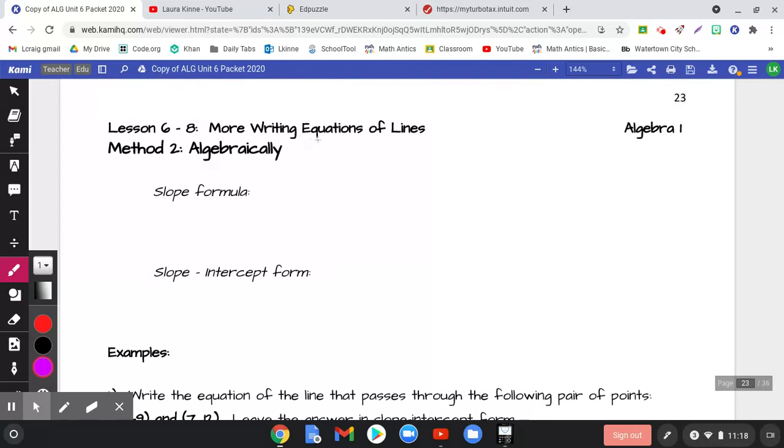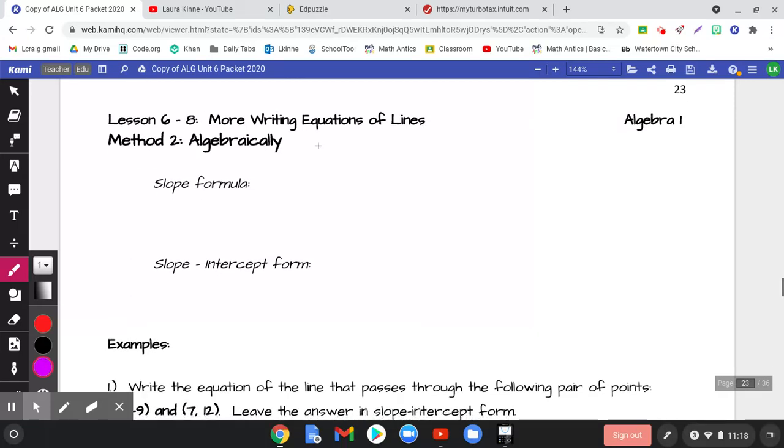We learned last lesson how to write an equation from a line. If you are looking at a graph, you find the slope and y-intercept, but unfortunately, sometimes you can't figure it out from the graph. So I'm going to show you two new methods. This first video is just going to be method 2, which is algebraically. That means without the graph.